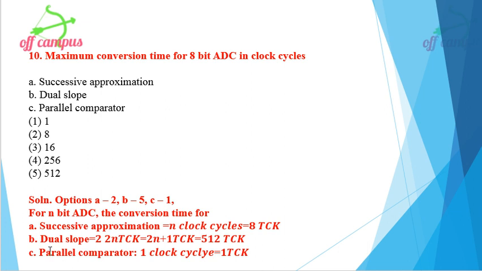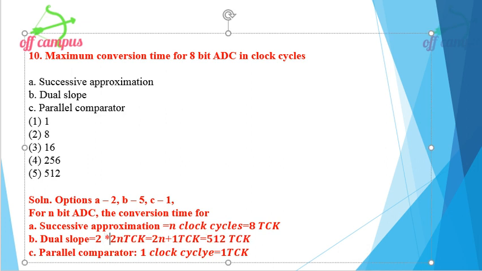First of all, successive approximation type: how to find out the maximum conversion time in clock cycles? It is n clock cycles, where n is the number of bits. Then for dual slope, it is 2 into 2 power n.